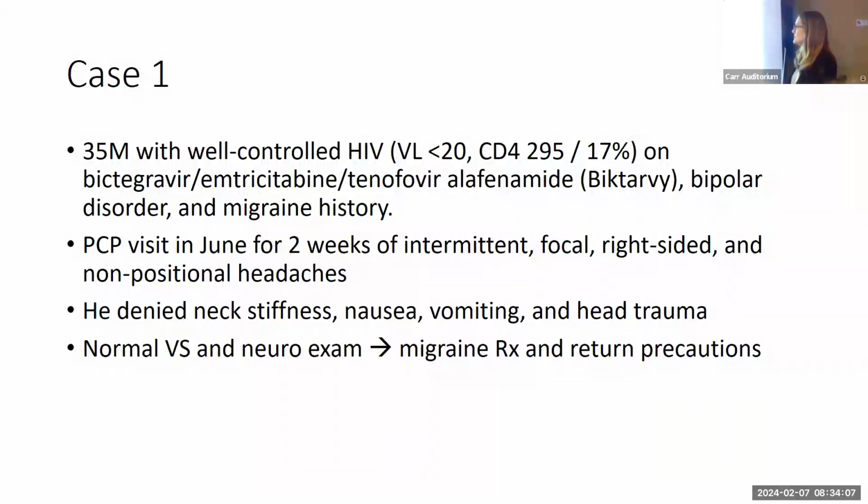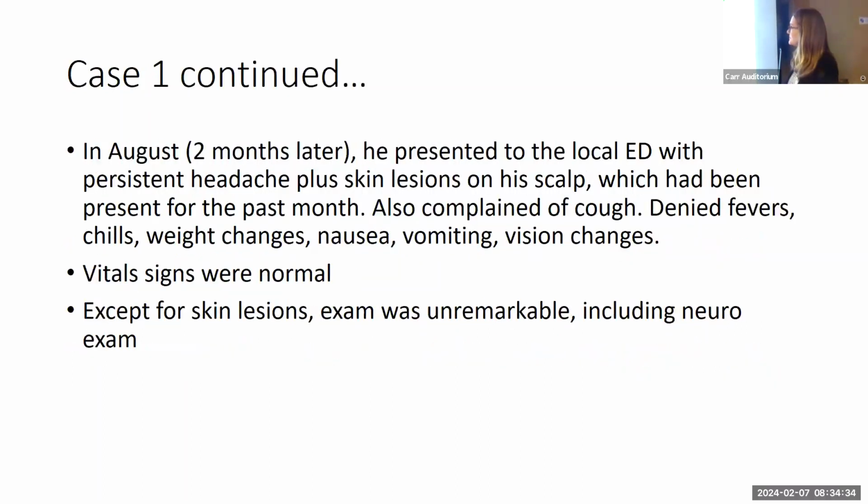His story started in June when he went for a PCP visit. He was complaining of a couple of weeks of an intermittent focal right-sided and non-positional headache. He denied a number of different red flag symptoms such as neck stiffness, nausea, vomiting, and head trauma. He had a normal exam, including a neuro exam. So his doctor thought that this was most likely related to his migraines, gave him a prescription for sumatriptan, and gave him some return precautions.